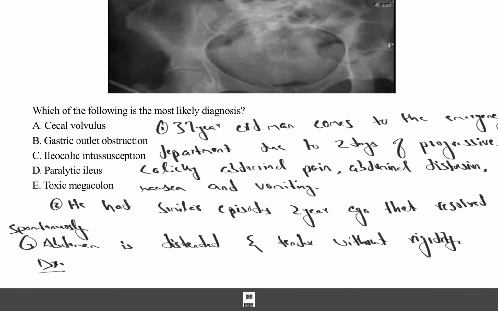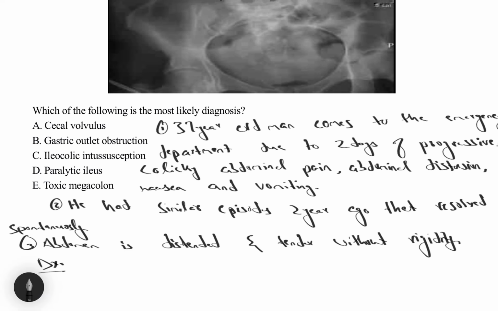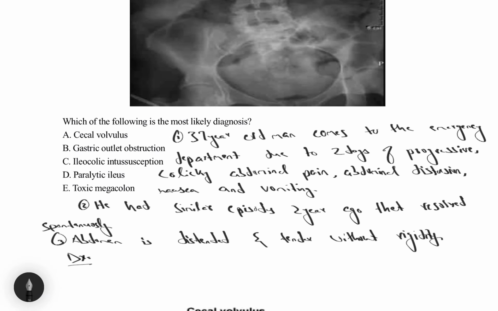So this patient is a 37-year-old man. He comes to the emergency department due to 2 days of progressive colicky abdominal pain and abdominal distension with nausea and vomiting. He had a similar episode 2 years ago that resolved spontaneously. The abdomen on palpation is distended and tender without rigidity or guarding. Based on these findings and the presentation in this question, the diagnosis is cecal volvulus.